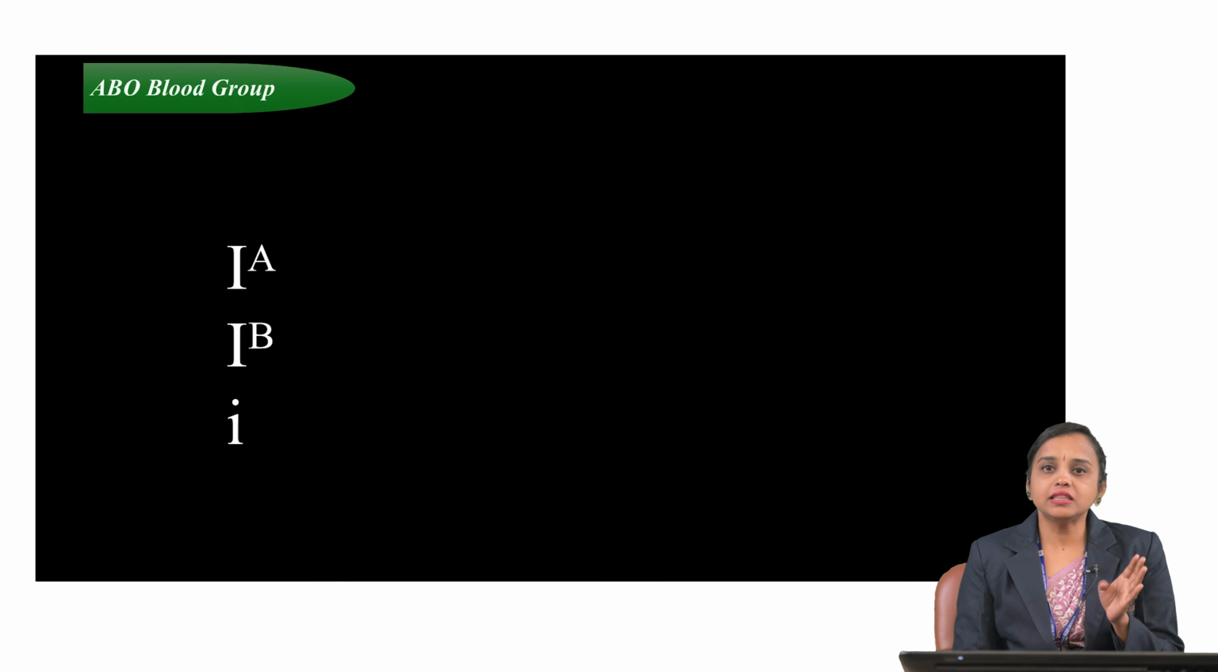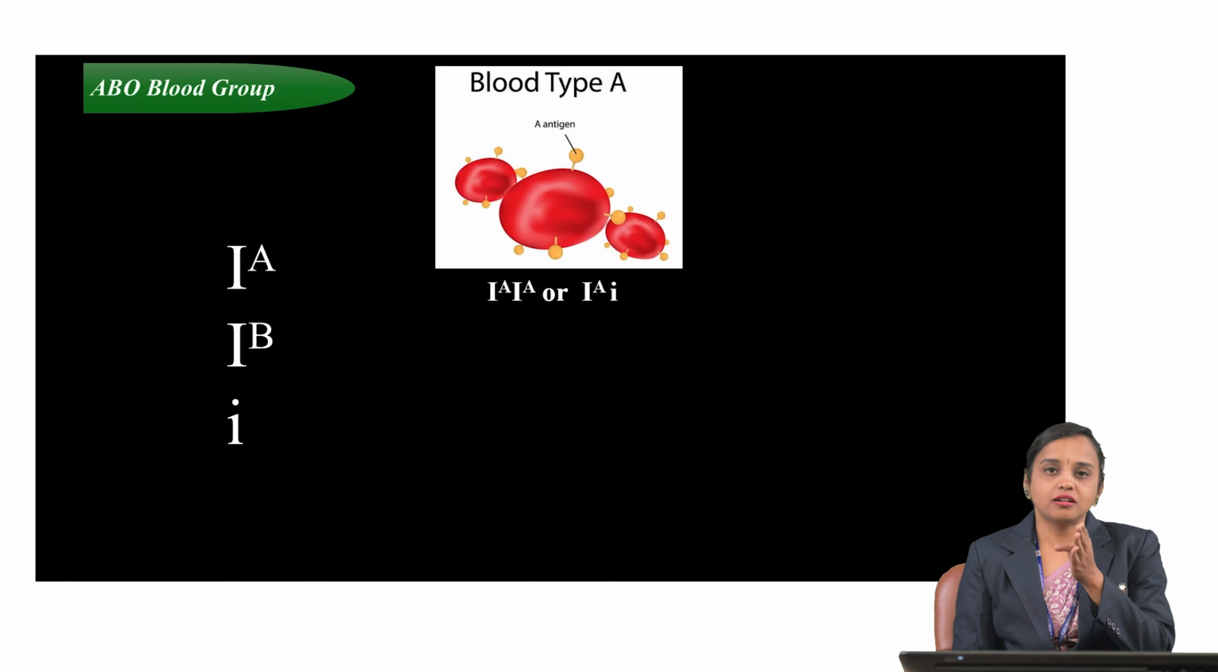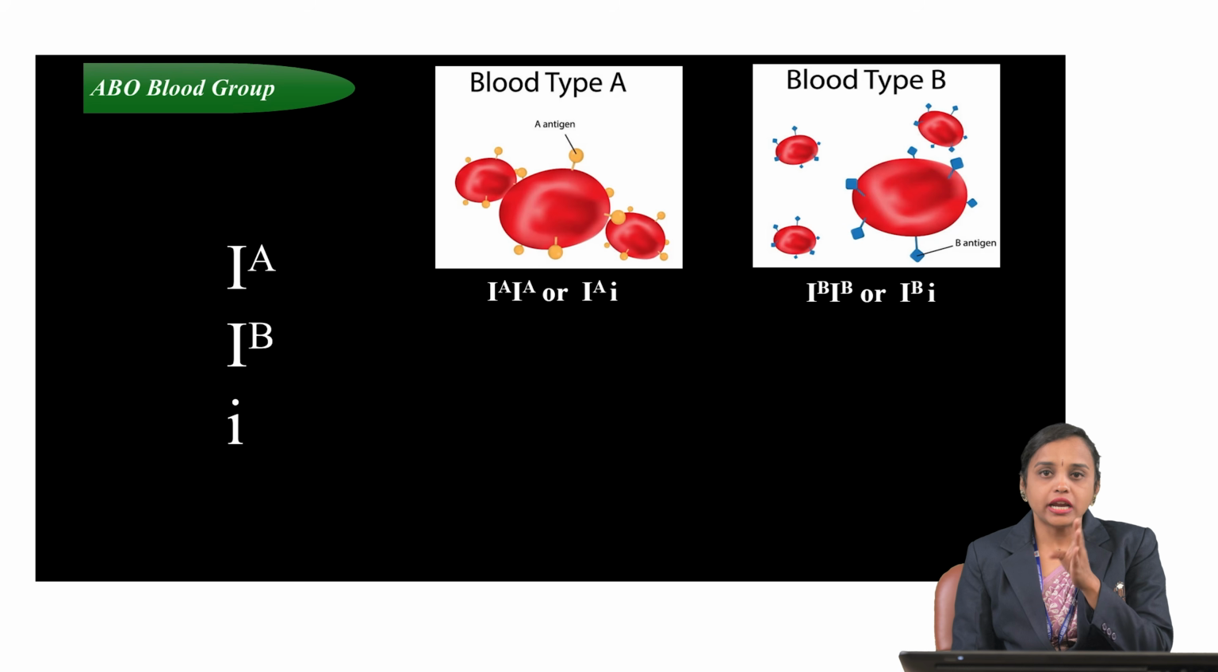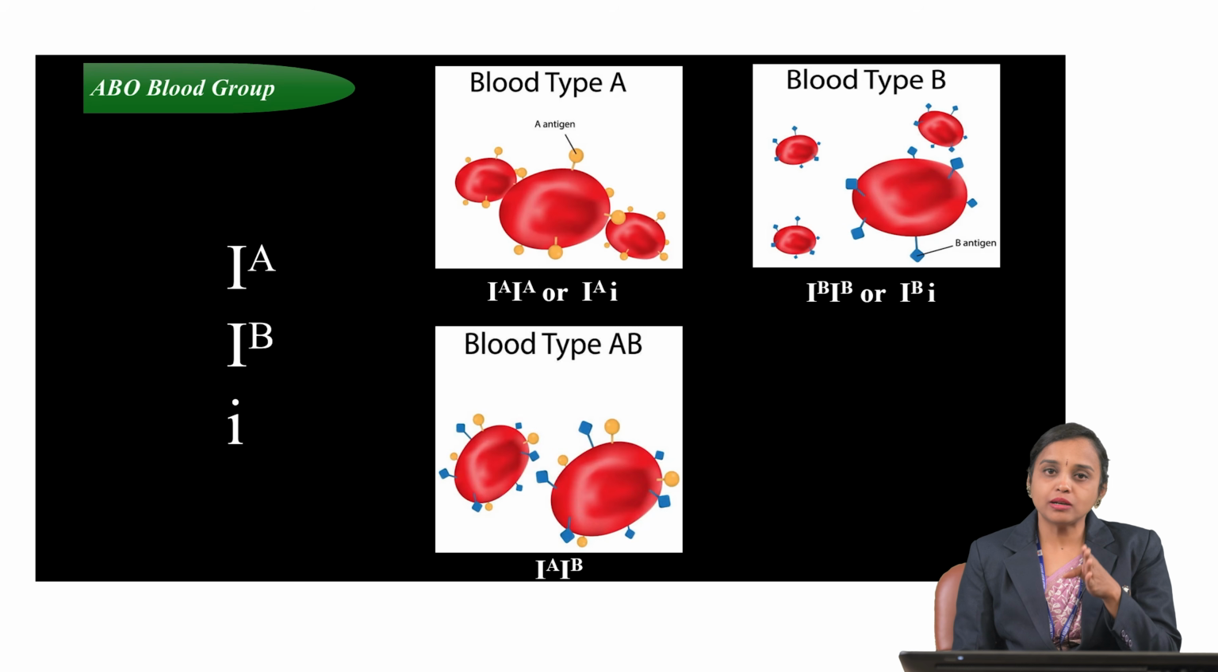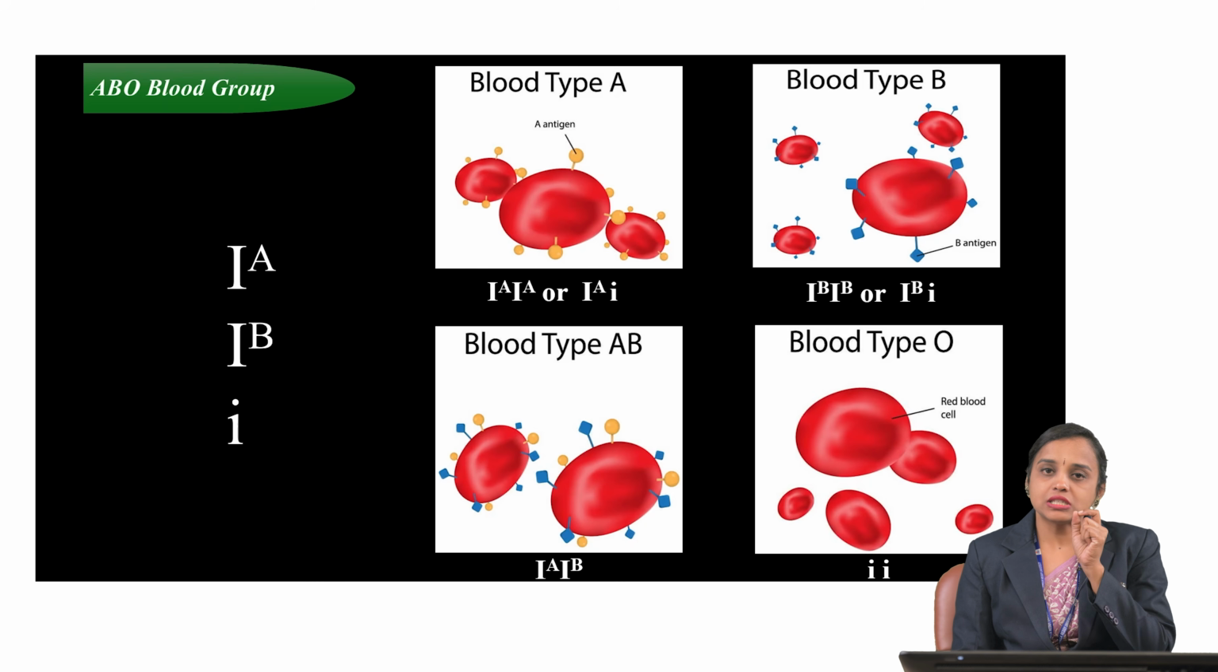When we combine these alleles, we get four blood groups. IA, the dominant one, gives group A. IA with i, or heterozygous, gives group B. IA and IB together give group AB, which is considered the universal recipient. This shows both multiple allelism and codominance, as IA and IB are equally expressed in this blood group. The last one, with the recessive trait, is group O, which is the universal donor. So this is about the ABO blood group.